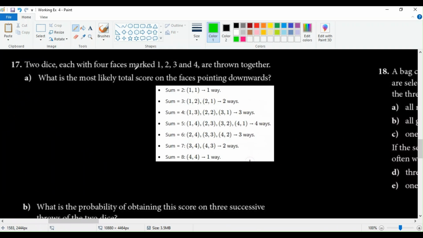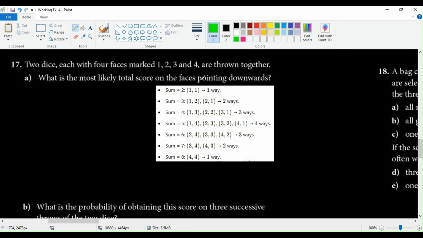Two dice, each with four faces marked 1, 2, 3, and 4, are thrown together. What is the most likely total score on the faces pointing downwards? So these are the possibilities: a sum of 2, that is 1, 1, there's only one way. A sum of 3, 1, 2 and 2, 1, two ways. A sum of 4, we can get 1, 3, 2, 2, and 3, 1, three ways. And getting a 5 is 1, 4, 2, 3, 3, 2, and 4, 1, four ways.